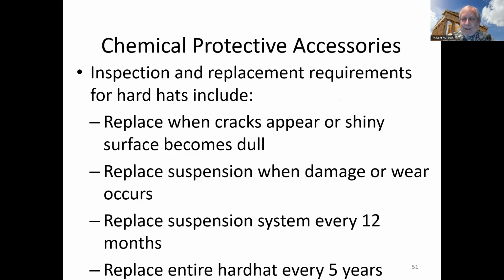Inspection and replacement requirements for hard hats include: replace when cracks appear or shiny surfaces become dull, replace the suspension when damage or wear occurs, replace the suspension system every 12 months, and replace the entire hard hat every 5 years.